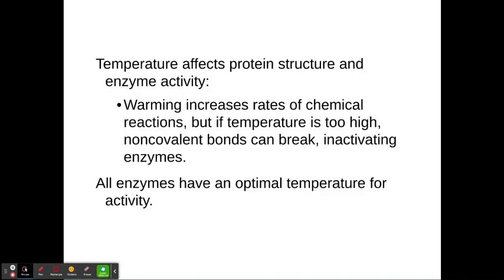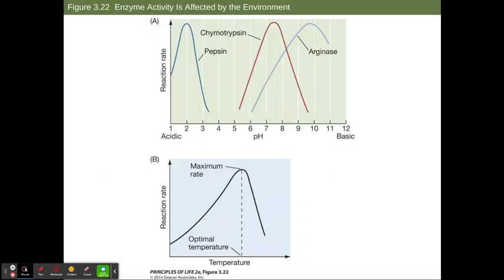Temperature affects this as well. Warming increases rates of chemical reactions, but if it gets too high, non-covalent bonds begin to break, inactivating enzymes. We can see this as well. If we get too cold, we can't continue either. All enzymes, again, just as with pH, have an optimal temperature for activity. We can see this in figure 3.22 on page 57 in your text.